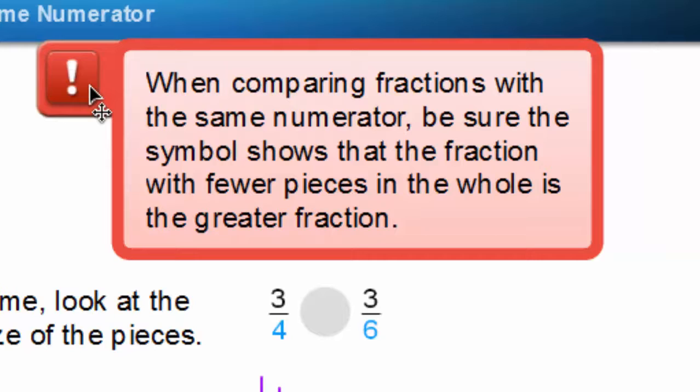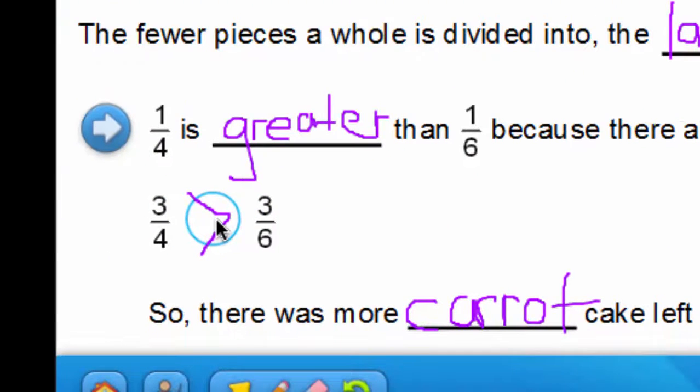Let's look at this error alert. When comparing fractions with the same numerator, like the 3 and the 3, be sure the symbol, what we put down here, shows that the fraction with fewer pieces, that's the 4, has fewer pieces in the whole, is the greater fraction. So if the numerators are the same, you look at the denominators. This denominator of 4ths has fewer pieces than the 6ths, which means that these pieces are larger, so that fraction is greater than the fraction with the larger denominator. All right, everybody okay with that? You got it? I think you do.